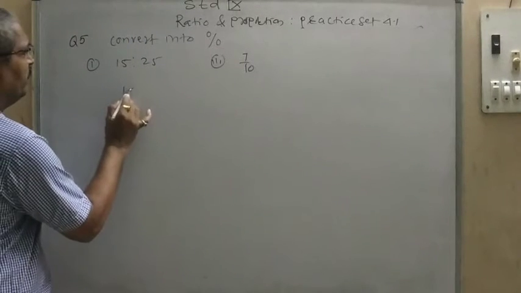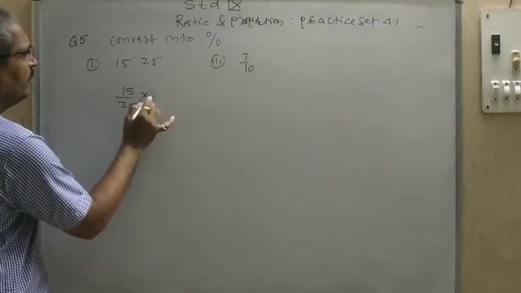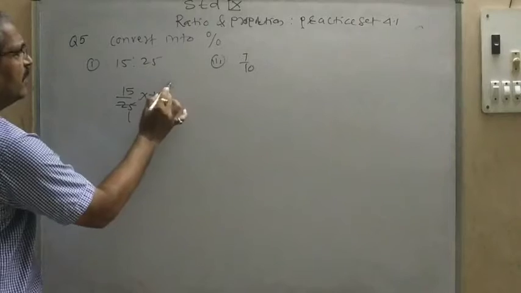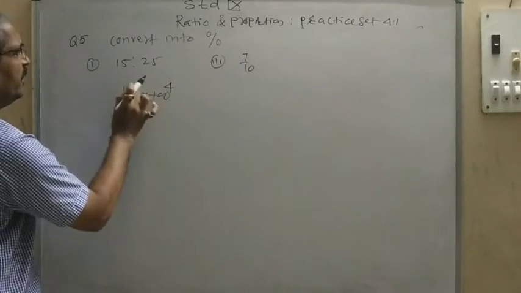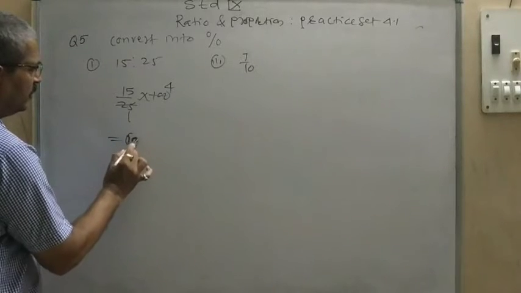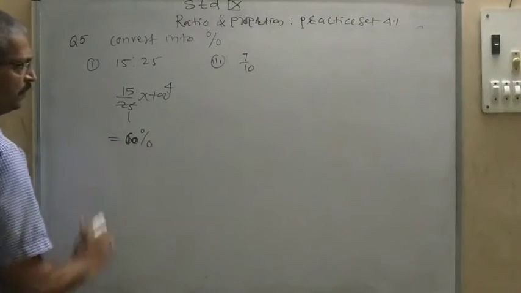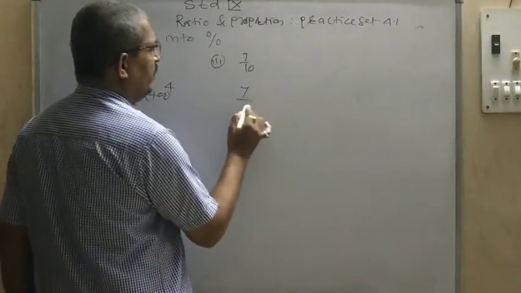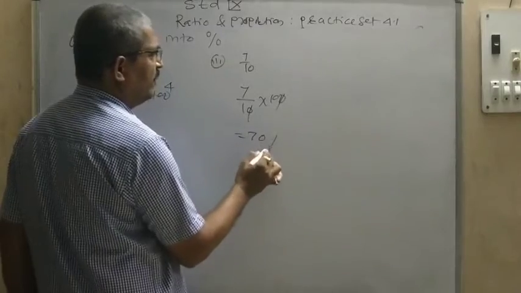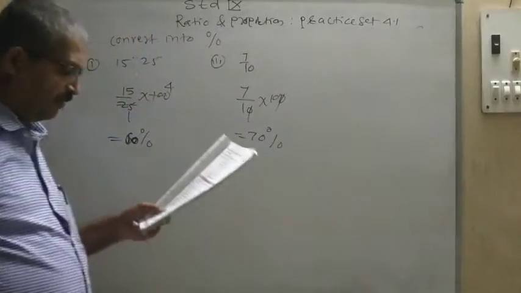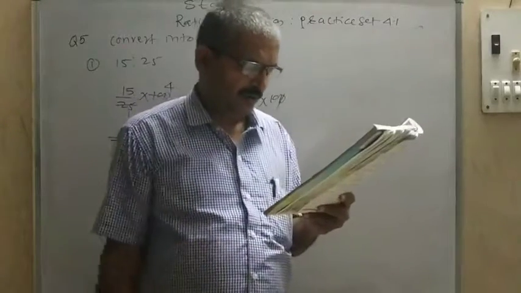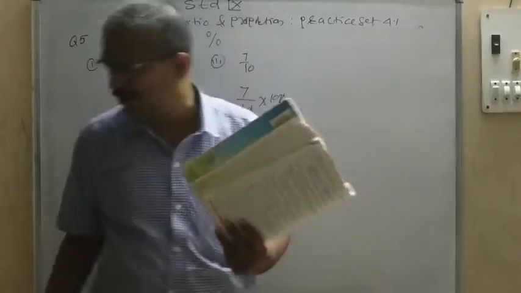So look here, 15 upon 25 multiplied by 100, you will get the percentage. 25 ones are 25, 25 fours are 100, 15 into 4 is 60. So 60%. Same way here, 7 upon 10 multiplied by 100, the 0 cancels, and 70% is the answer. The remaining two questions are homework for you, and now I am going to enter into question number 6.